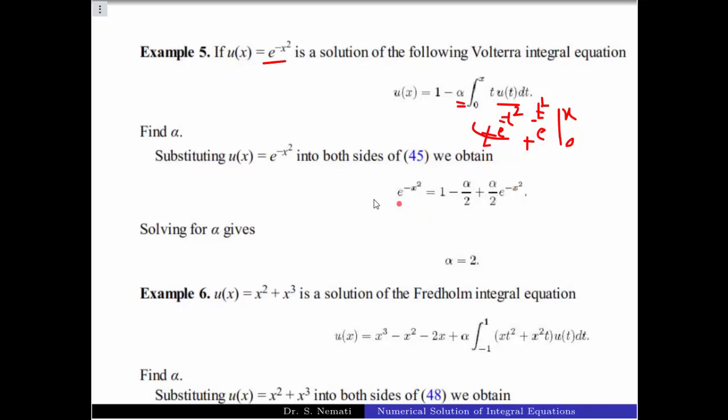If we solve this equation for finding alpha, we find alpha equals 2. So by alpha equals 2, this u will be solution of this integral equation. Is it clear?